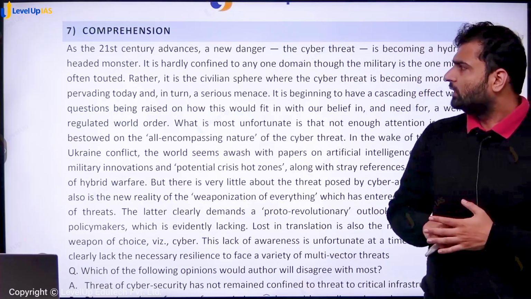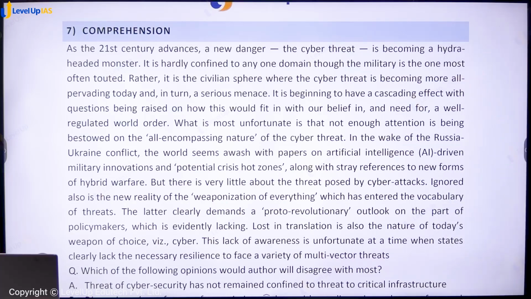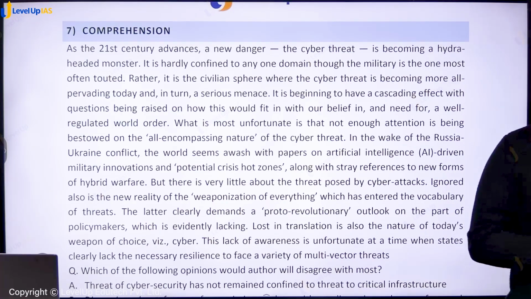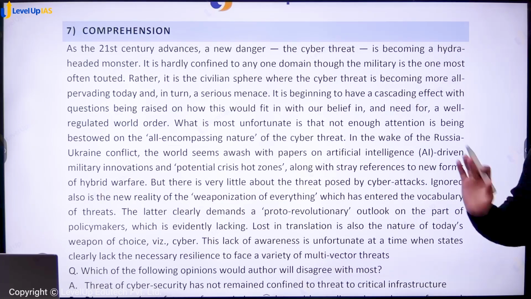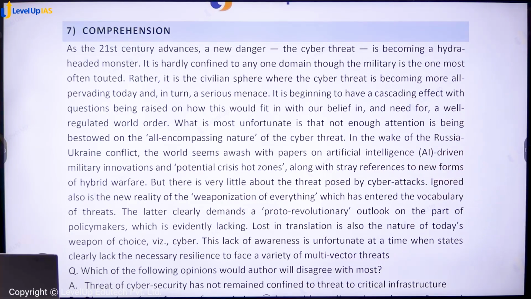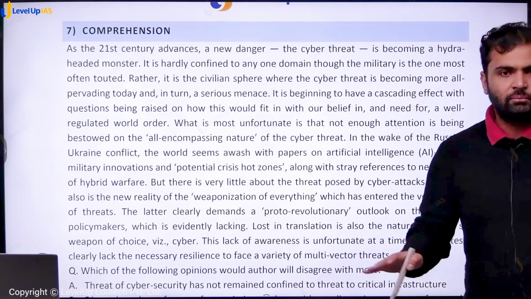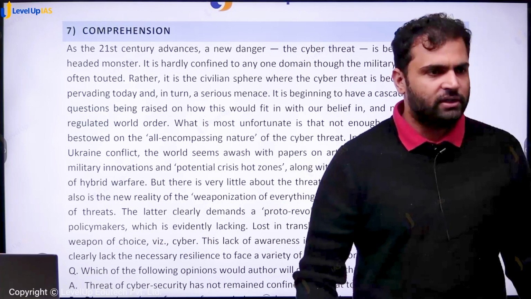Let us see. As the 21st century advances, a new danger, the cyber threat is becoming a hydra-headed monster. ठीक है, इसमें कोई प्रॉब्लम नहीं है. So, author is saying it is becoming a big threat. It is hardly confined to any one domain, though the military is the one most often touted. Touted मतलब it is not confined to any domain, but military के बारे में बहुत बोला जाता है. It is the most often touted.